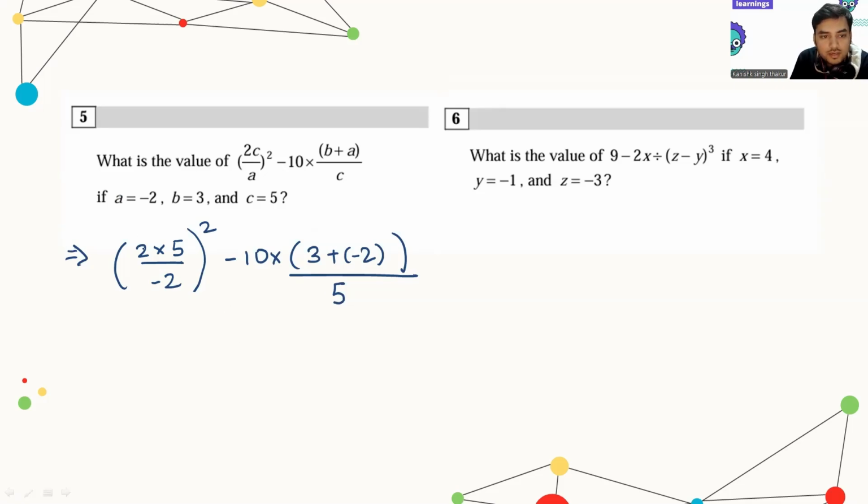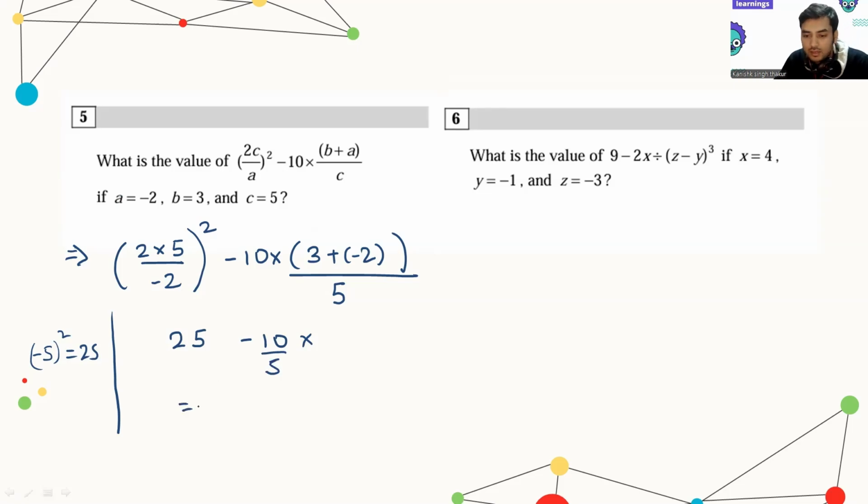Then I'll solve. First, I'll solve the brackets separately. 2 times 5 over minus 2, so minus 5 whole square. I'll write this separately, in a column. That gives me 25. So this bracket is giving me 25. Minus 10 times 3 minus 2 is 1, over 5. 5 divided by 10, how much is it? Minus 2. So the answer would be 25 take away 2, that will give you 23. Okay, right. So question number 6, you guys have to tell me.